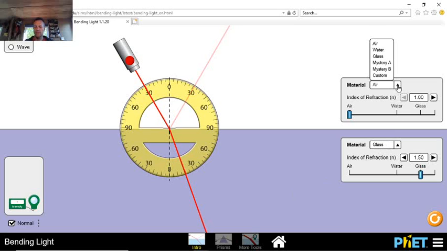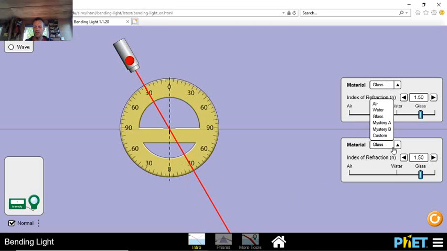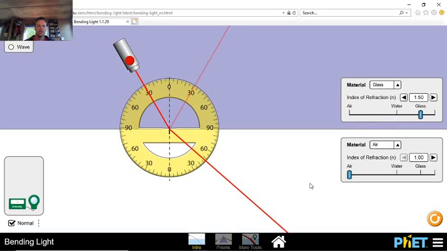Now what I'm going to do is flip these around. I'm going to have glass here, and air here. Now this time it's going to bend away from the normal because I'm going from glass into air. Again, you get a little bit of reflection happening. Again, what you can do is measure angles here.